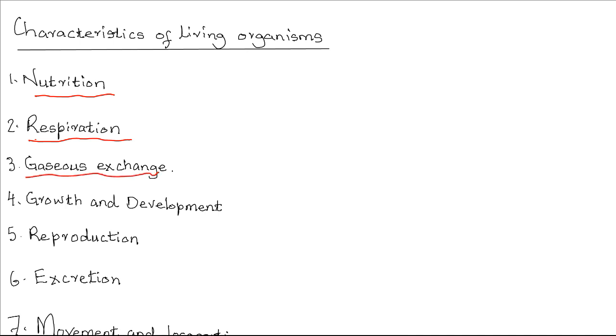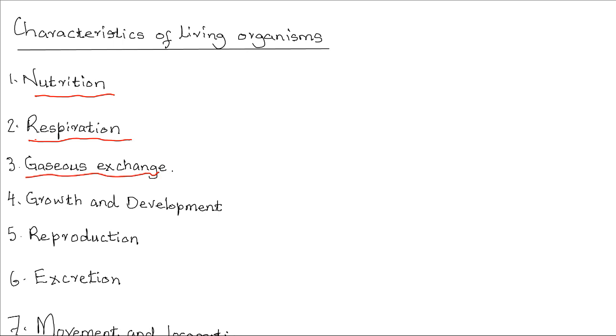Gaseous exchange is a process in which organisms take in gases from the surroundings and release other gases to the surroundings. All living organisms have mechanisms of taking in air rich in oxygen and giving out air rich in carbon dioxide across specialized gaseous exchange surfaces. The oxygen is used in respiration to oxidize food substrates to produce energy.